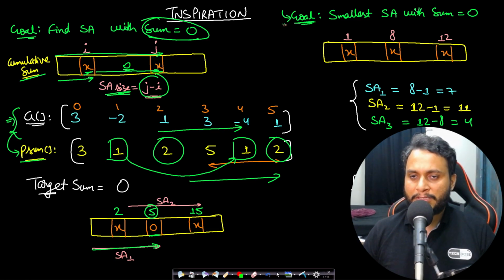Now let's look at another goal. Let's say that I want to find out the smallest subarray with sum equals to 0, and let's say I have seen x 3 times. Then what will be the size of the smallest subarray?